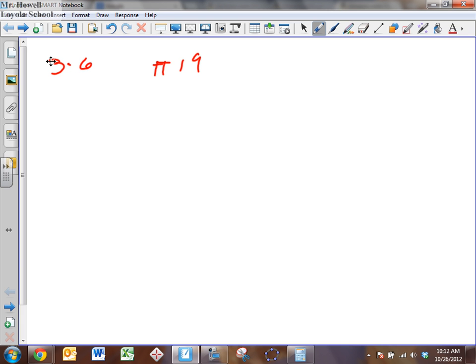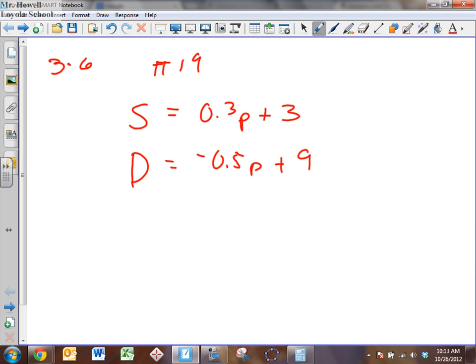The supply of a commodity in thousands of units, if the price is P dollars per unit, is given by the following equation. So the supply equation is given as S equals 0.3P plus 3. Now it says the demand for that same commodity, again in thousands of units, and I'll explain what that means in a minute, is given as D equals negative 0.5P plus 9. So we have a supply, we have a demand.